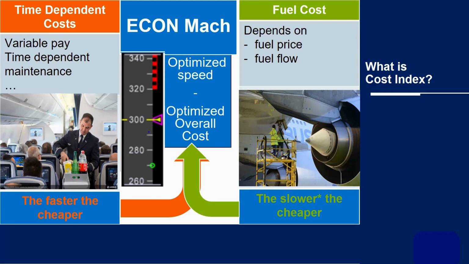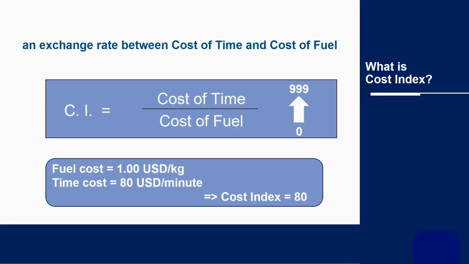Now this is what Cost Index does. Cost Index is an exchange rate between the cost of time and the cost of fuel. So a high cost index means that for your airline, flight time is very important. A low cost index means that fuel costs dominate. And as an example, a cost index of 80 means that 1 minute more flying time costs the same as 80 kilograms of fuel.